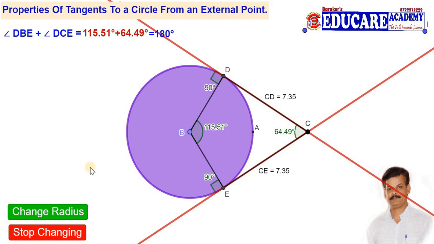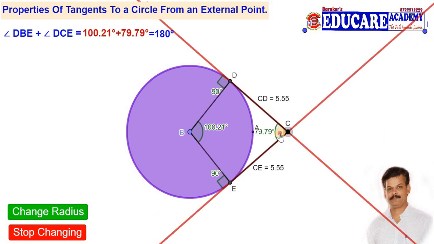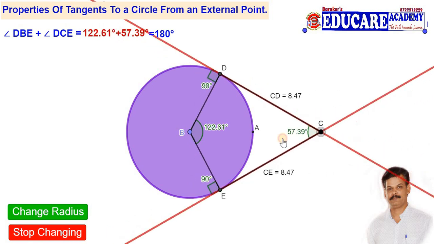Here I have made one GeoGebra project. It is a dynamic one. Here we can see that there is a circle and to that circle we have considered one external point C. From that point C we have taken the two tangents which are meeting the circle at two different points or points of contact D and E. Now this point C is a dynamic point. We can move the position of the point. So remember that the external point can be anywhere outside the circle.